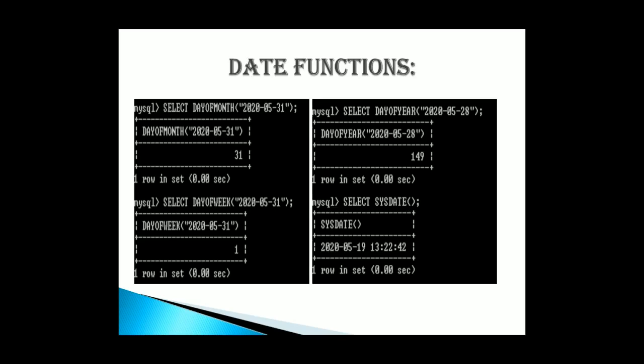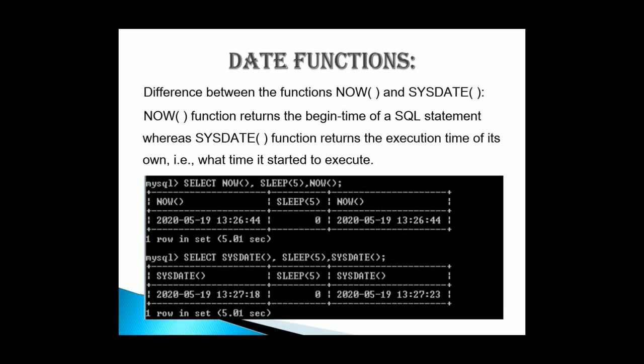These are things we have done in the now function also. The now function is giving you the same value and system date is also giving you the same value. But there is a certain difference between now and system date. What is the difference? Let us see the date difference between the function now and system date.